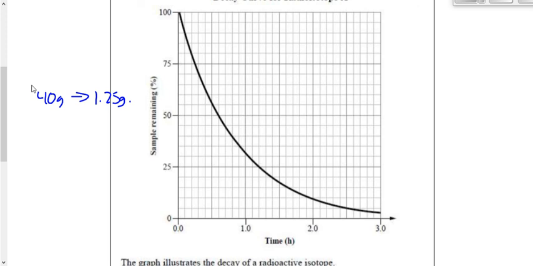So start with 100%. After one half-life, we get 50. Go over and down. Looks like the half-life is 6 hours. Does that make sense? Or 0.6? That wouldn't make sense. And then what could we do with that? Yeah, you could put it in the formula and solve for t.